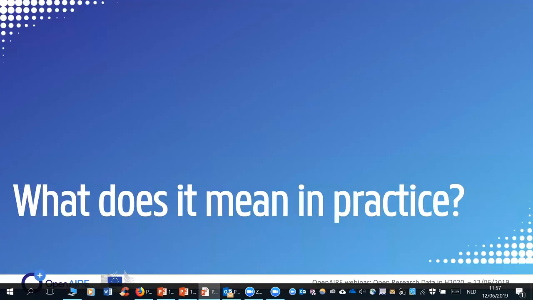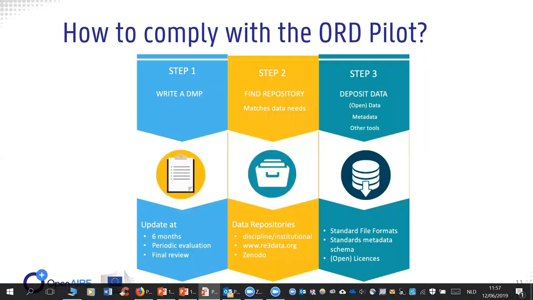So what does this mean in practice? There are some steps you can do to comply with the data pilot. The first step is to write a data management plan. This explains what you will do with your data. This should be updated. So the first version is a deliverable at 6 months. And then you should update it throughout your project because, of course, at the beginning of your project, you do not know everything and it might change and your data sets might change.